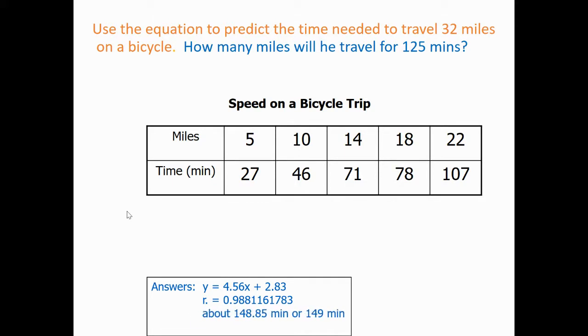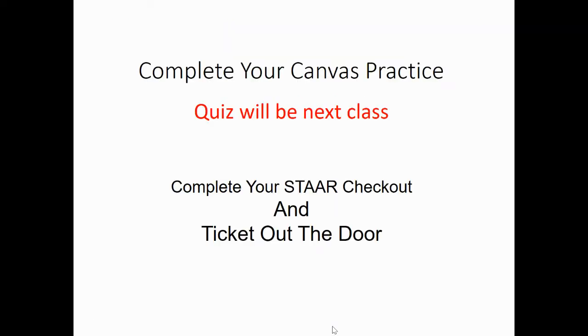Okay? And then to answer the last question, how many miles will he travel for 125 minutes? So if you're using Desmos or TI and you go to the table, then you can plug this equation in and then just go look at where the x value is 125, and it would tell you it's about 149 miles.